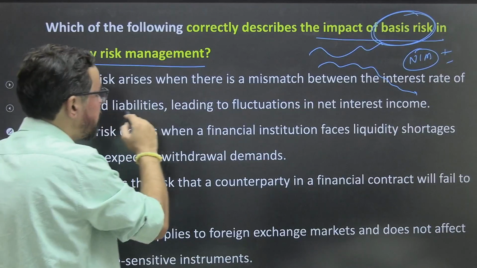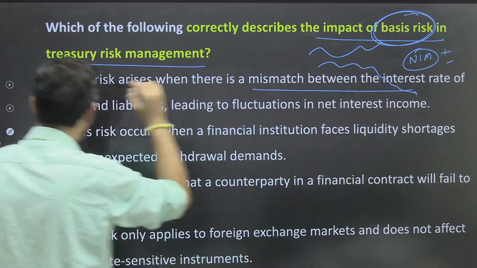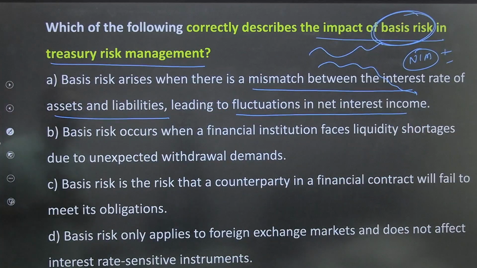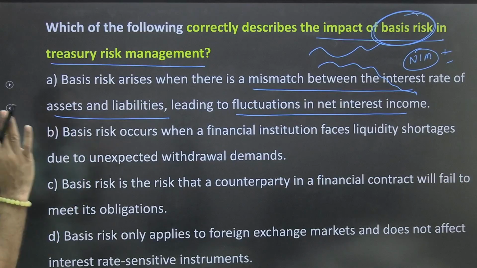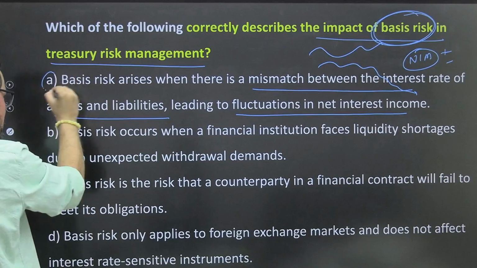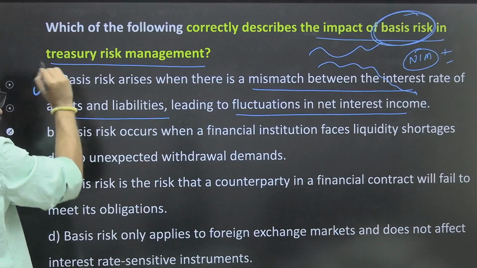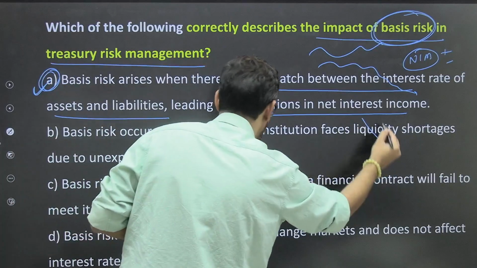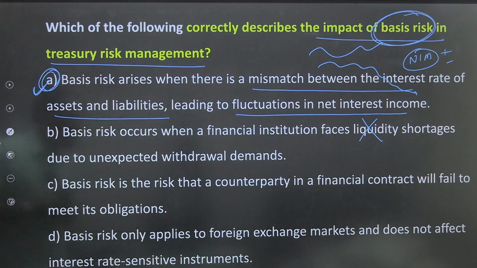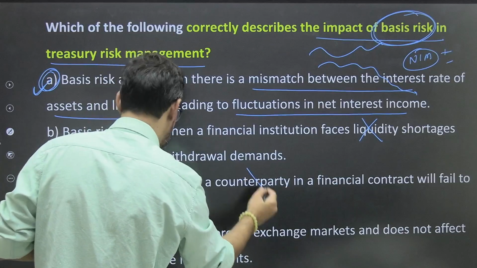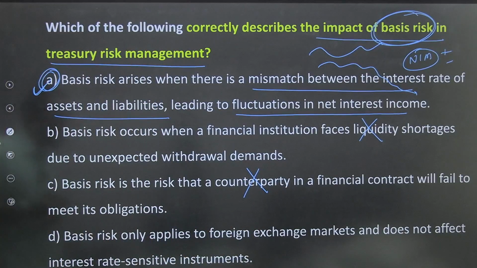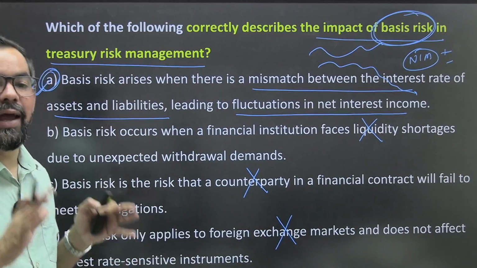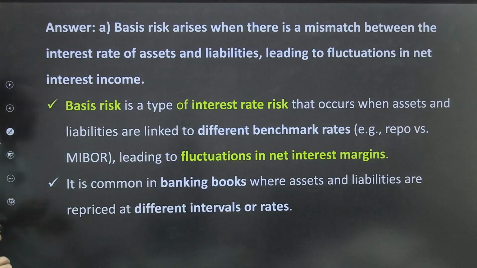Basis risk arises when there is a mismatch between interest rates of assets and liabilities, leading to fluctuation in net interest income. Okay? Mismatch between interest rates of assets and liabilities बिल्कुल हो सकता है, ठीक है. This is 100% true. Basis risk occurs when a financial institution faces liquidity shortage. No. Basis risk is the risk that a counterparty in a financial contract will fail. It is counterparty risk. Basis risk only applies to foreign exchange. No. It is not only about foreign exchange. It is all about any interest bearing security, right? So option A will be the right answer for this one.